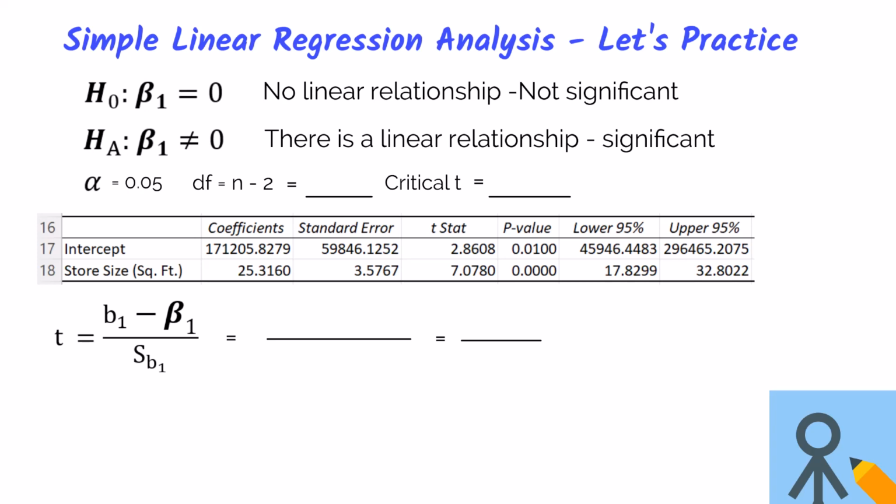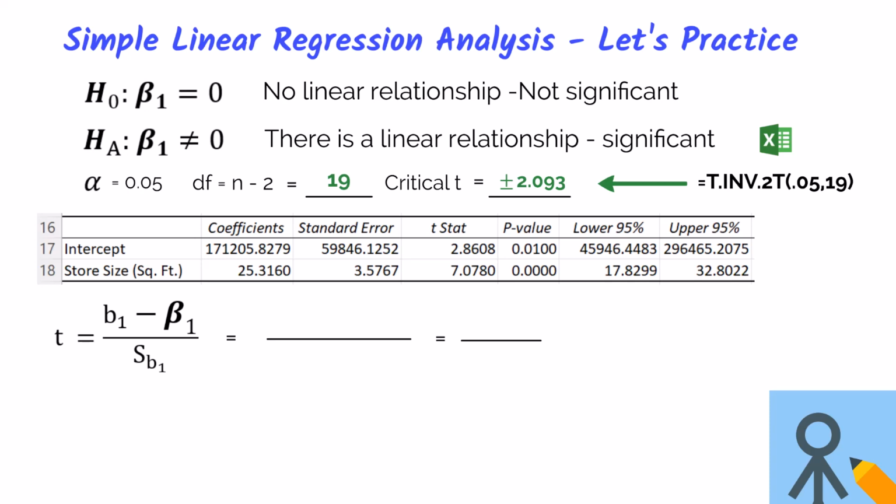First, we need to find the degrees of freedom, which is n minus 2. So recall, we were looking at 21 stores. So we take 21 minus 2 and we get 19. Let's use Excel to calculate the critical t value. Since it's a two-tailed test, we will input t.inv.2t and then 0.05 for the probability and 19 for the degrees of freedom, and we get 2.093. This is a negative 2.093 and a positive 2.093 for the two sides of our curve.